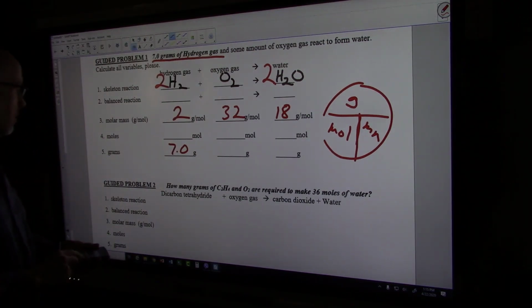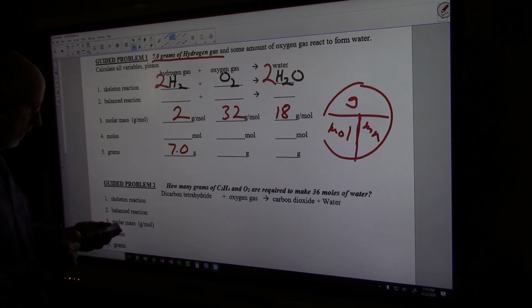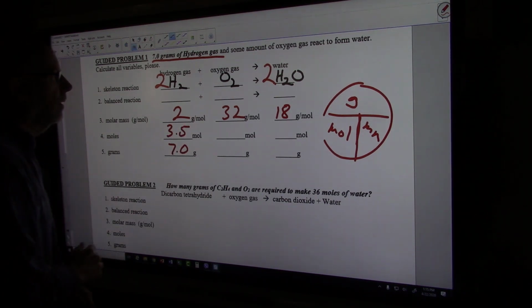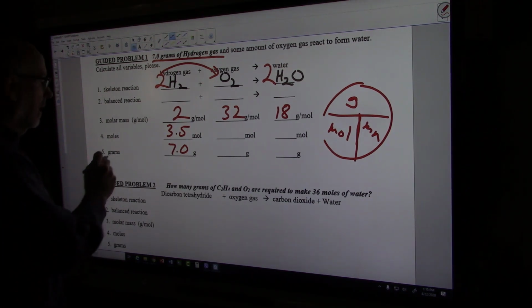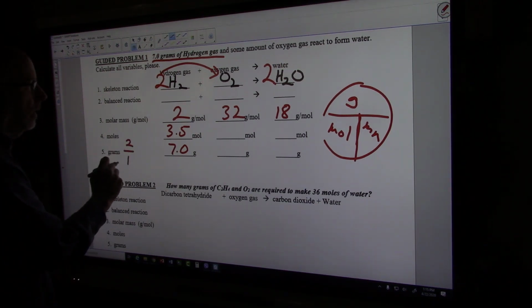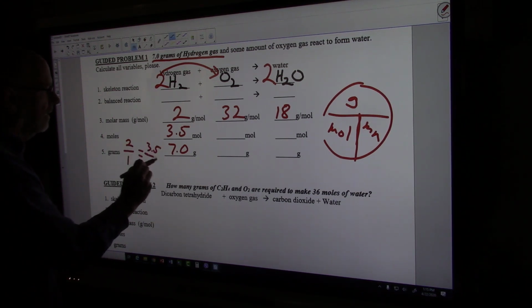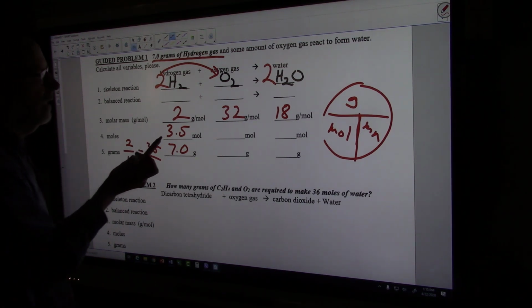Grams, 2 grams. Yep, nope, 7 grams. 7 divided by molar mass of 2 is 3.5 moles. Well, we have a 2 to 1 ratio. I could calculate this like 2 is to 1 as 3.5 is to x. Cross multiply, solve it. But I can also do this in my head, I think.